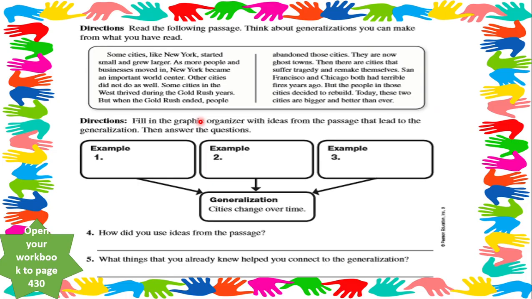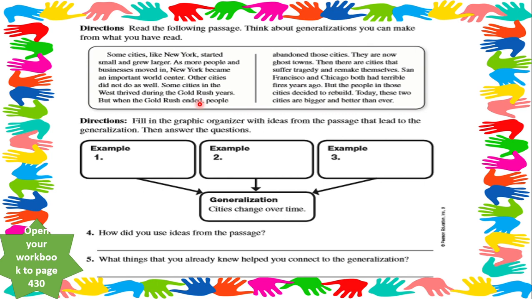Now let's check the workbook and start doing this question that is in the workbook, page 430. Now please read with me. Read the following passage. Think about generalizations you can make from what you have read. Now here the generalization is already written. Now let's start reading the passage together. We're going to read it and try to understand it very well so that you'll be able to answer.